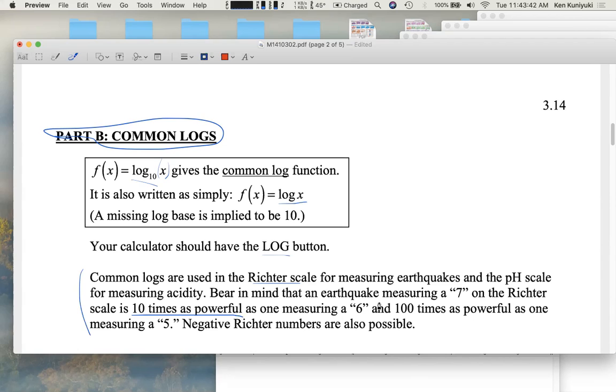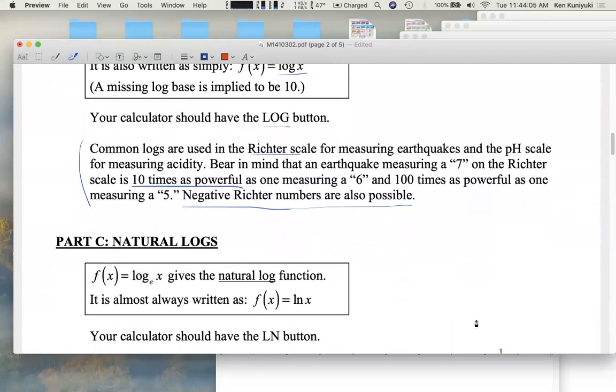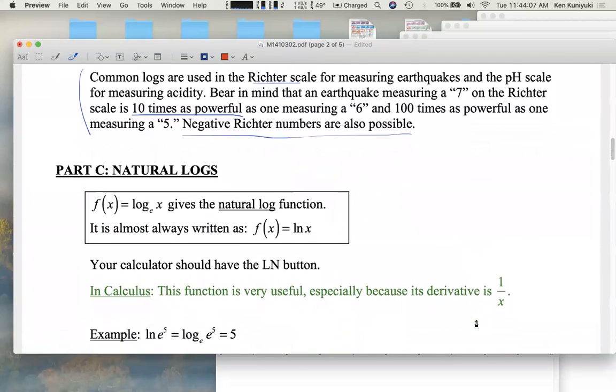Now, if you want to compare a 7 versus a 5, by magnitude, a 7 is 100 times as powerful as a 5 in terms of magnitude, but it's 1,000 times as powerful in terms of energy released. By the way, negative Richter numbers are also possible, very weak earthquakes. So common logs are base 10. Natural logs are base e. e is our favorite base, remember.